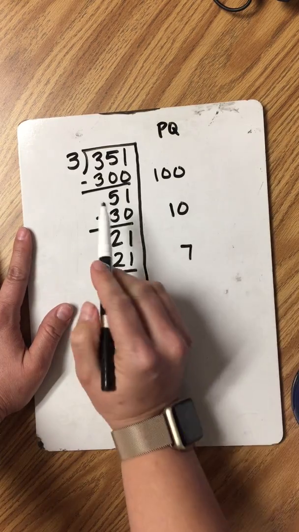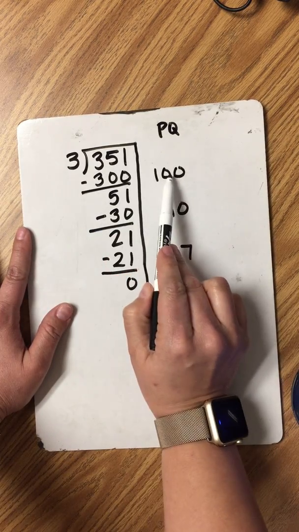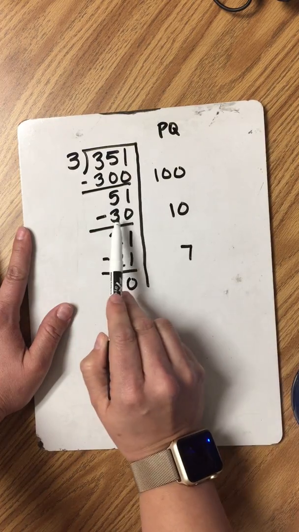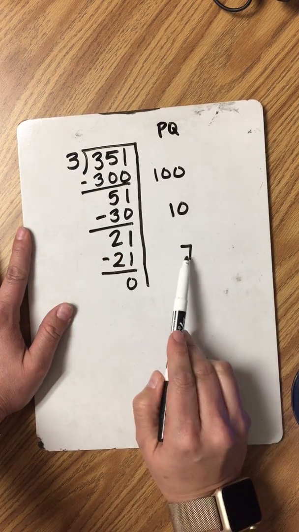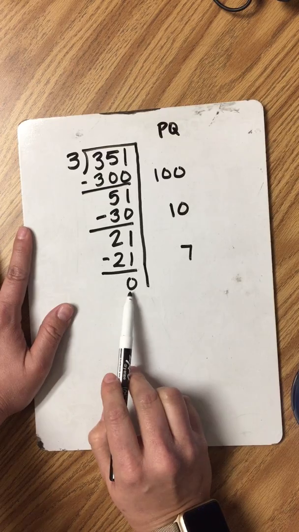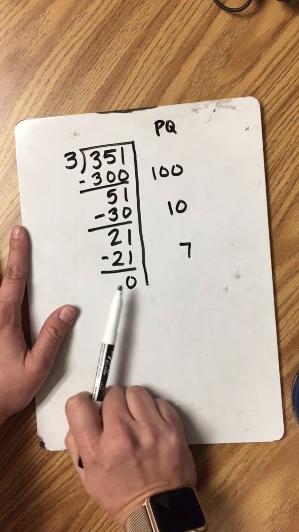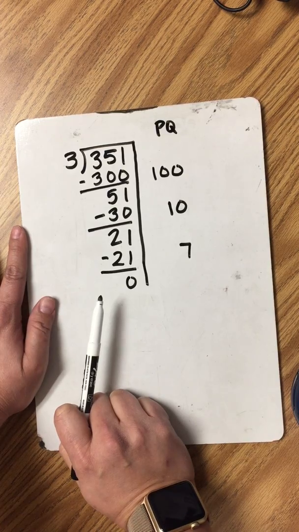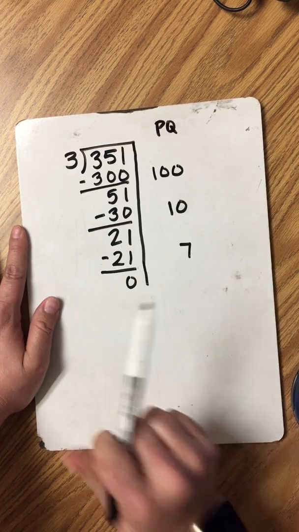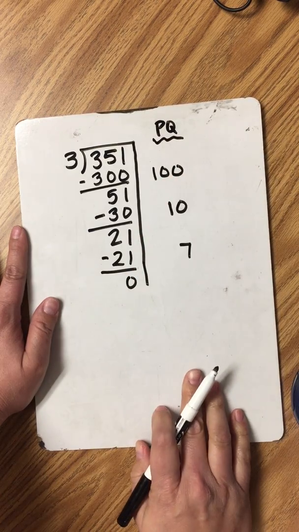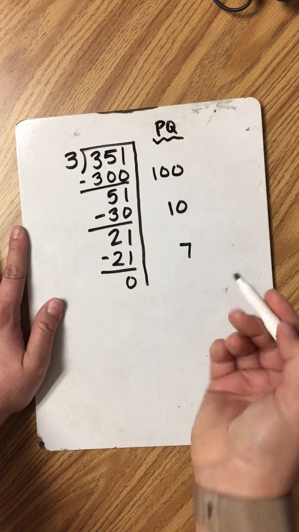Just to clarify, you have 3 times 100 is 300, 3 times 10 is 30, and 3 times 7 is 21, with no numbers left over. 0 is the remainder. But you're not finished. You have to add up these partial quotients to come up with your full quotient.